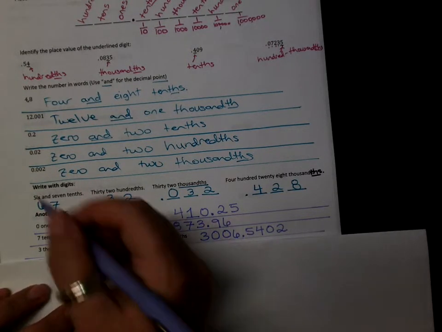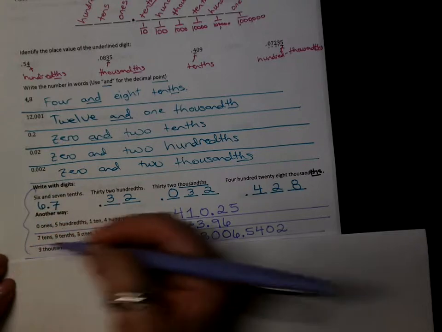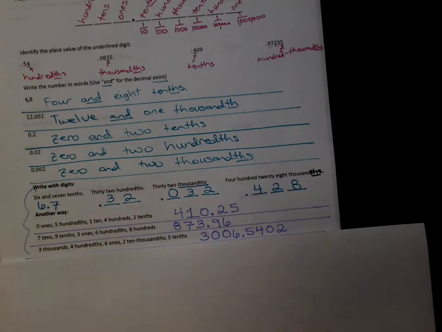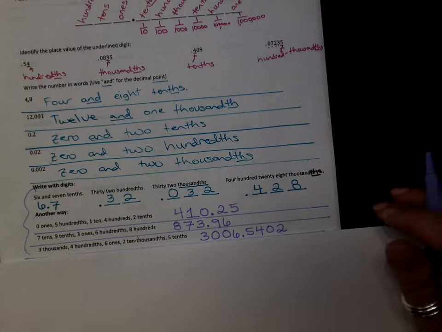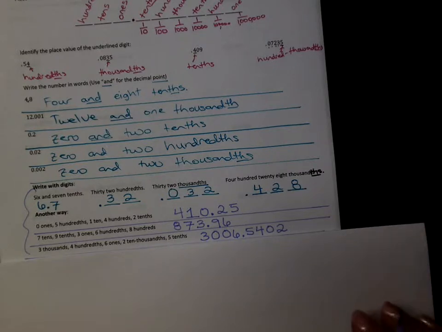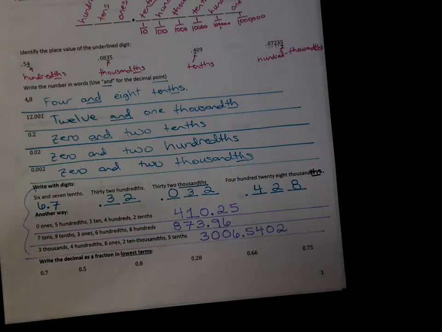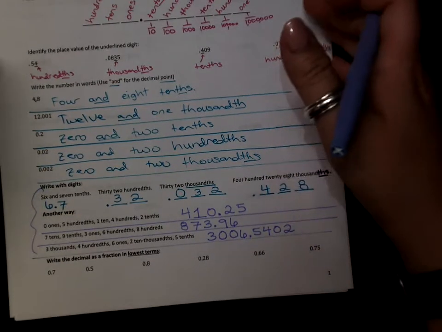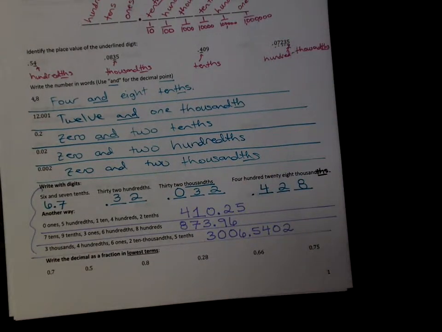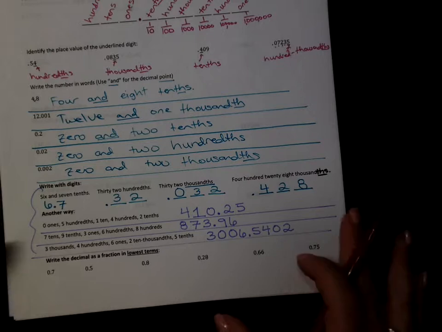So take your time on both of these, writing in digits both ways. Just really take your time. It's not a difficult procedure, but sometimes it's a little aggravating. All right, and at the bottom of section 5.1, we have write the decimal as a fraction in lowest terms. This is kind of going back with what we did in chapter 4 with lowest terms.